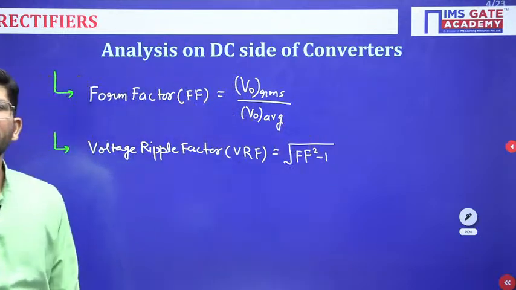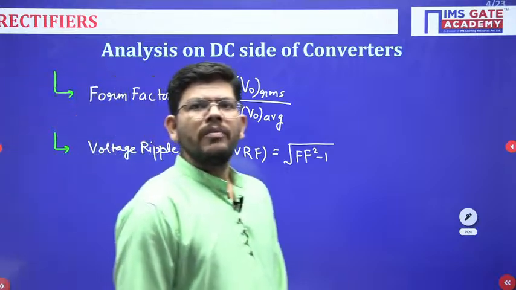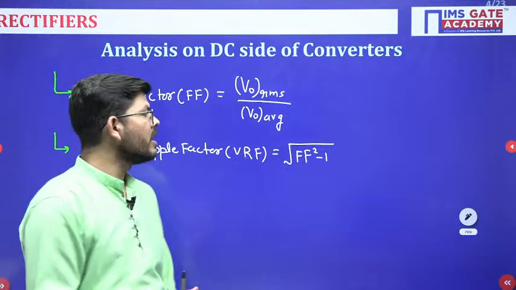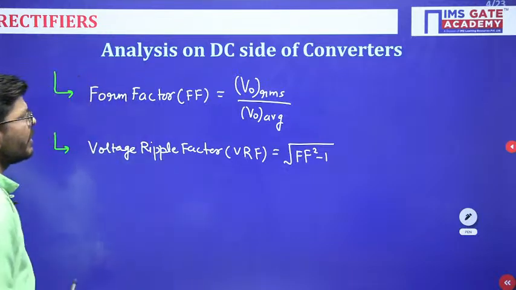Form factor squared, yes, very good Nilmesh. So we will be having voltage ripple factor and form factor.